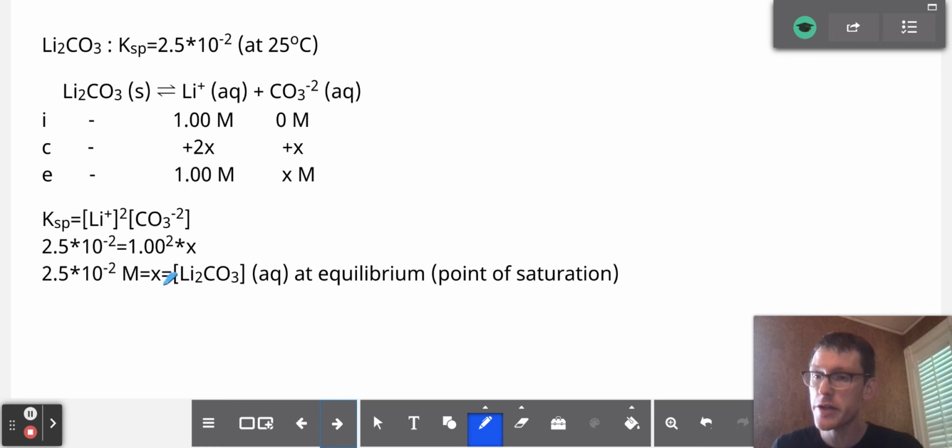And what this means is this is the solubility of lithium carbonate. This is the concentration of lithium carbonate at equilibrium, which is the point of saturation. And I'll just point out here that because of the stoichiometry, it's two lithium cations and one carbonate. Because x is our concentration of carbonate, and that's a 1 coefficient here, and we also have a 1 as the coefficient of the lithium carbonate, we can say that not only is x equal to the carbonate concentration, it's also equal to the concentration of dissolved lithium carbonate.